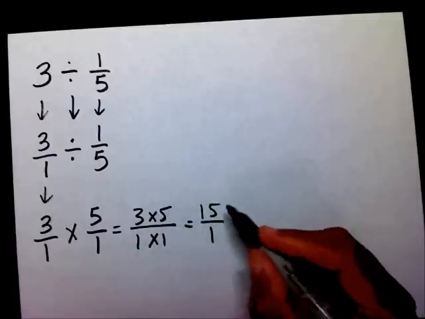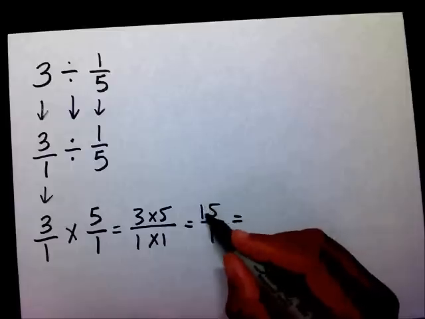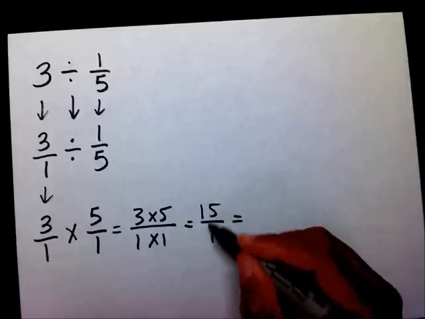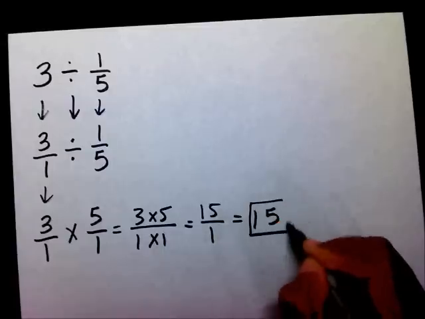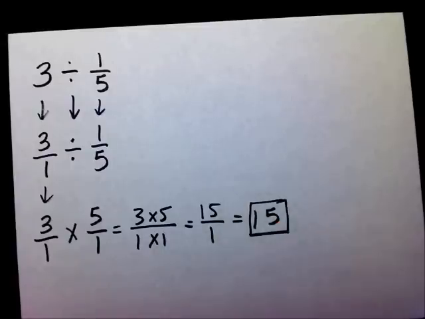Okay, whenever you have a number over 1 in fraction form, that just means that top numerator. So the final answer is 15.